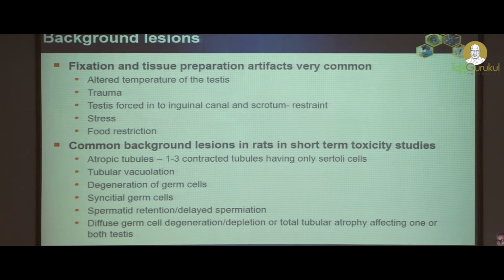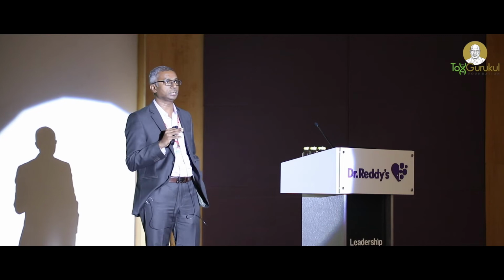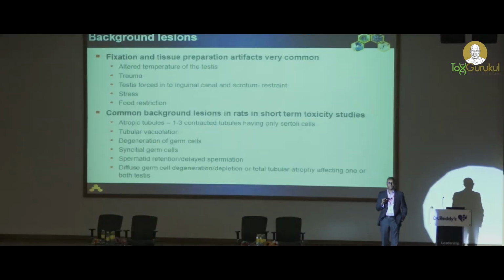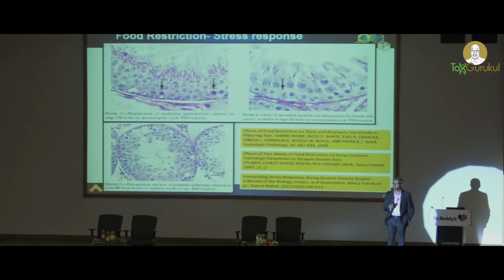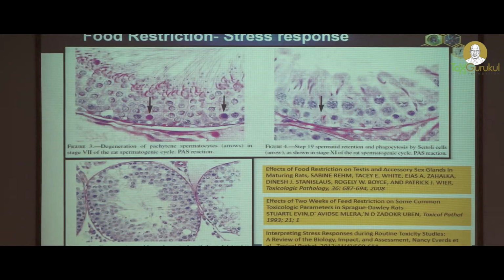There can be diffuse germ cell degeneration and depletion, including total tubular atrophy affecting one or both testes if your veterinarian has not selected the right animals and given for the study. Stress response from diet restriction is a very important thing that every one of us has to remember. As the previous speakers mentioned, in a dietary study, if the diet is not very palatable, then also such changes are seen.